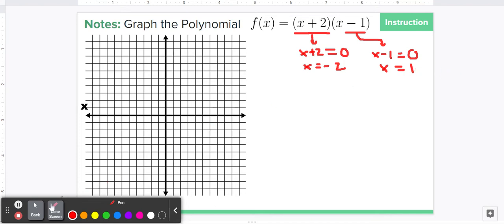Now let's remember our zeros, they are what shows up on our x-axis. These are 2 points that show up on our x-axis. So once we find our zeros, we can actually just plot those. If I go to x equals negative 2, I'll have a point right here on my graph. If I go to x equals 1, we'll have a point right here.